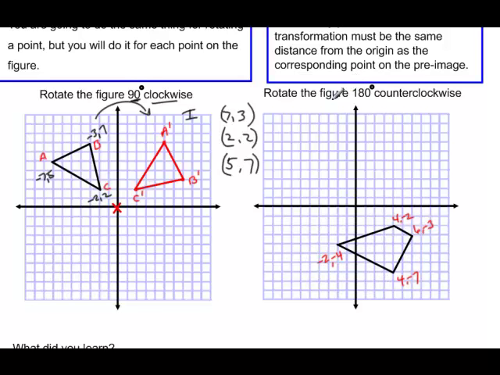So these 3 points are going to end up over in this quadrant. This one is going to go in this quadrant, 180 degrees counterclockwise. Get it? Here, here, here. And this one would go here and then there. So basically you're just going across the origin to the opposite quadrant.